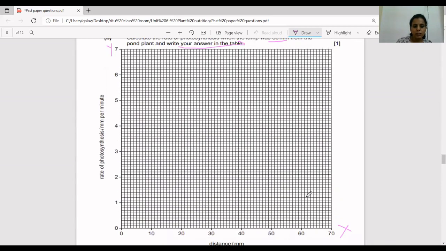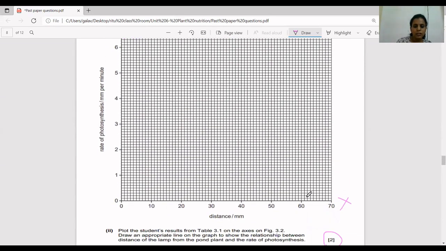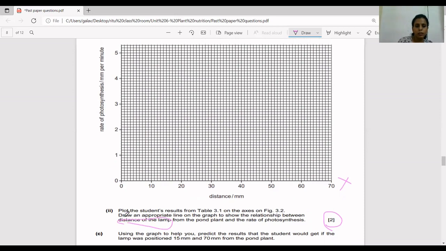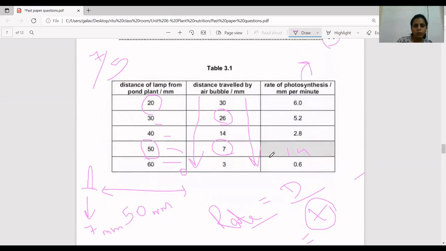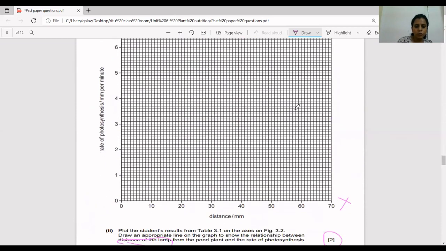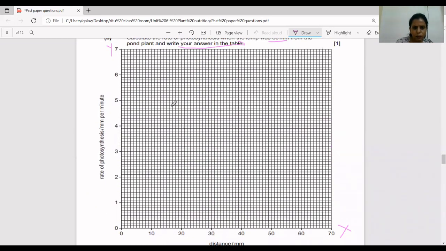Now you have to use the student's result, and here you have to check the distance of the lamp. So which distance are they talking about? They're talking about the distance of the lamp from the pond plant and rate of photosynthesis. So this is distance of the lamp from the pond plant, and this is rate of photosynthesis. So when the lamp was kept at 20 millimeter, the rate of photosynthesis was 6 millimeter per minute. So at 20 distance, the rate of photosynthesis was 6 millimeter. So here you have to mark.